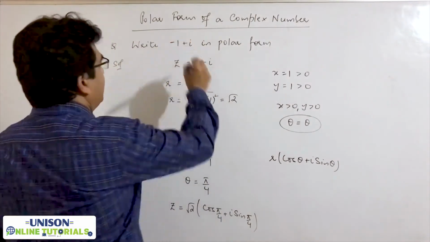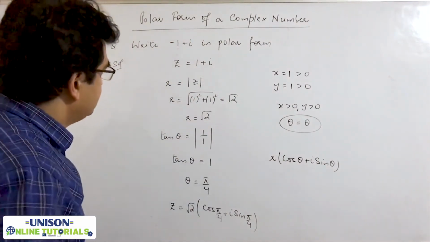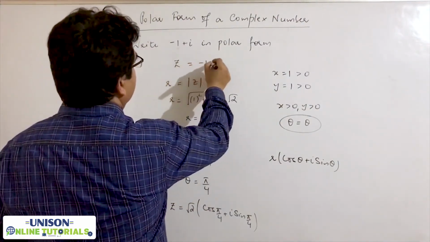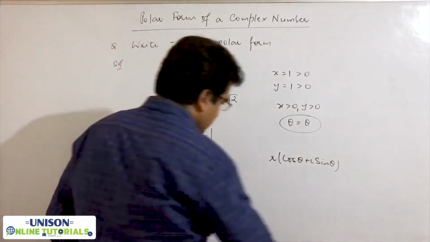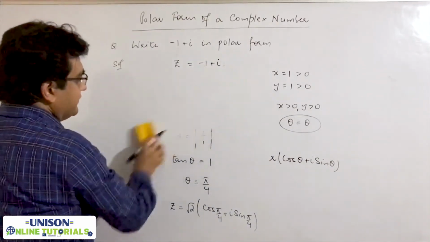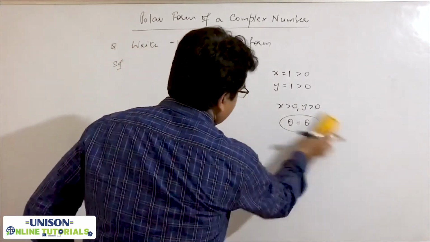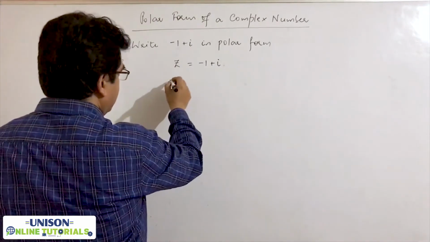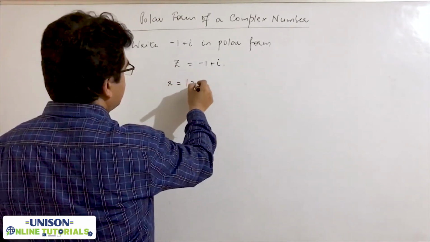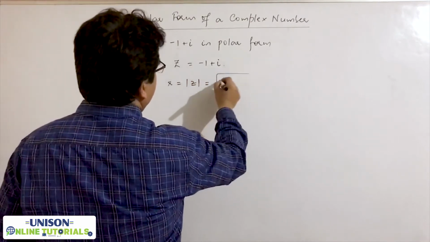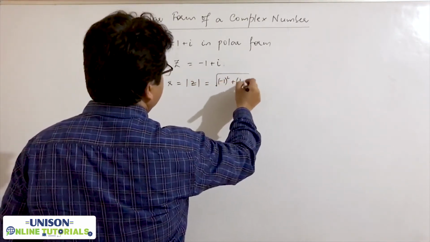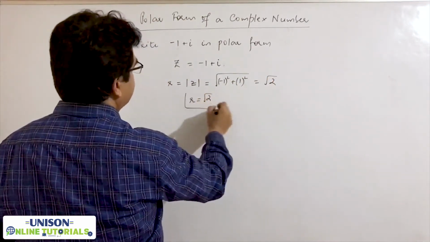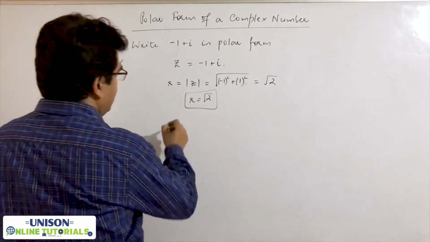If there was a minus here, -1 plus iota, so we will write z is equal to -1 plus iota. Now we have to find its polar form. Now let's find r, which is the modulus of z, which is equal to -1 square plus 1 square, which is equal to root 2. So the value of r comes out to be root 2.